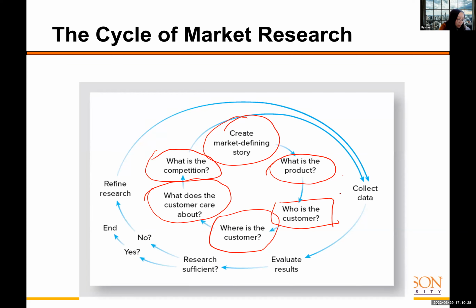Once you know all that, you collect data to answer every single question. Then you evaluate your results, basically asking, does it make sense? Is it more likely to generate a positive NPV for the product? Is there any additional information you have to collect? If you have to collect more information, then you have to redefine the research and expand your scope until you answer every single question and have every piece of data. Then you can end it there.